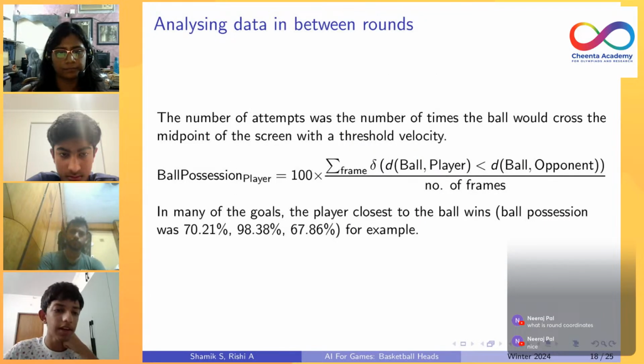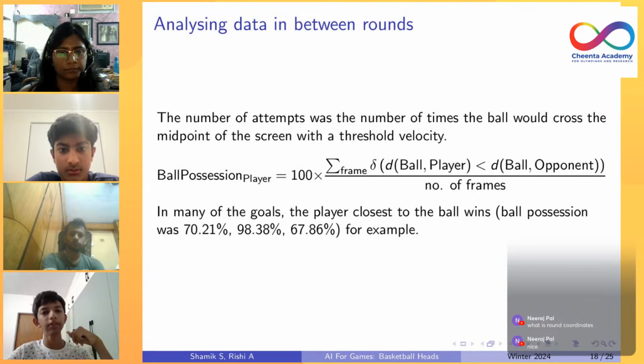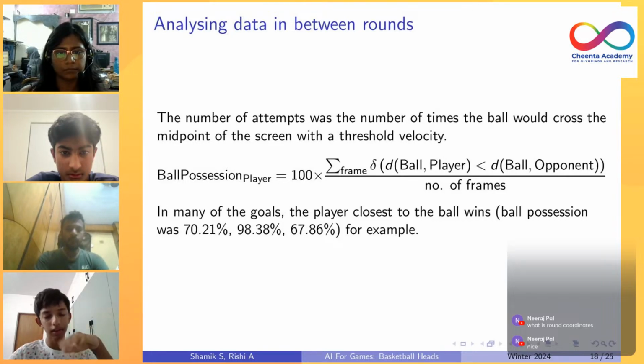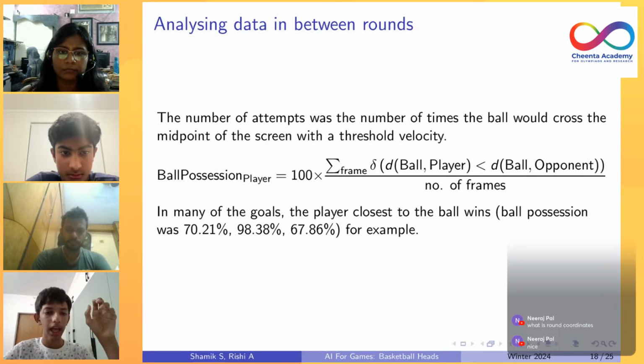Now, the number of attempts was the number of times the ball would cross the midpoint of the screen with the threshold velocity. Basically, if the velocity was high enough and the ball goes from one side of the screen to the other side of the screen, we consider that an attempt.